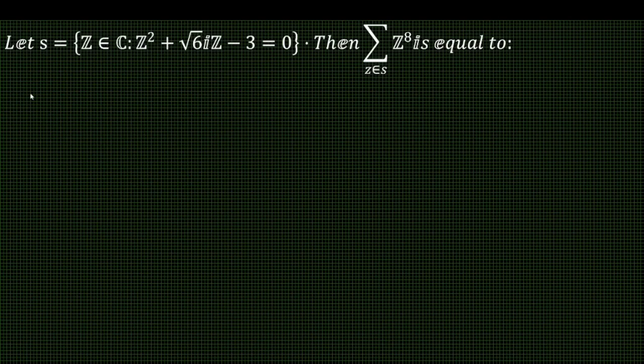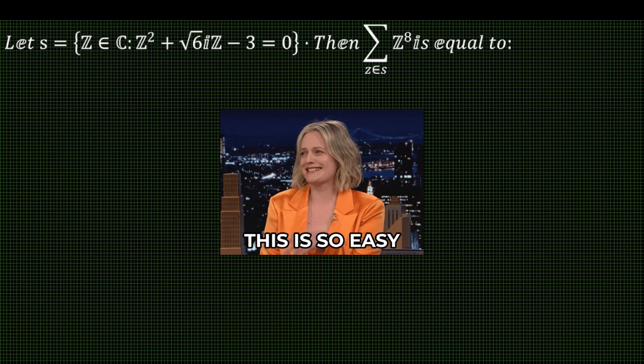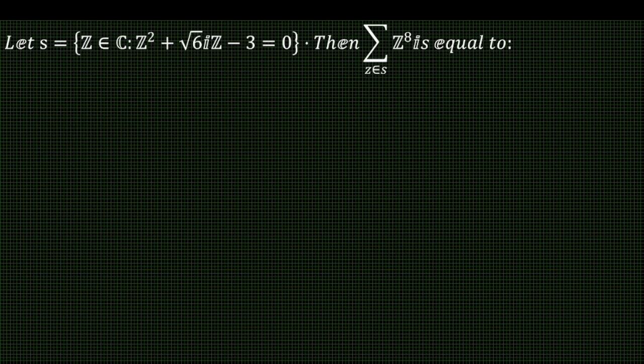इस साल के जेई मेंस में कॉम्प्लेक्स नंबर के जितने भी क्वेश्चन आए थे उनमें से ये वन ऑफ द इजीएस्ट क्वेश्चन हो सकता है आपके लिए। क्वेश्चन में समीशन z टू द पावर 8 वेयर z बिलोंग्स टू S निकालना है। सो लुक एट दिस सेट S। सेट इज z बिलोंग्स टू C मतलब कॉम्प्लेक्स नंबर and quadratic equation is z square plus under root 6i into z minus 3 equals 0.